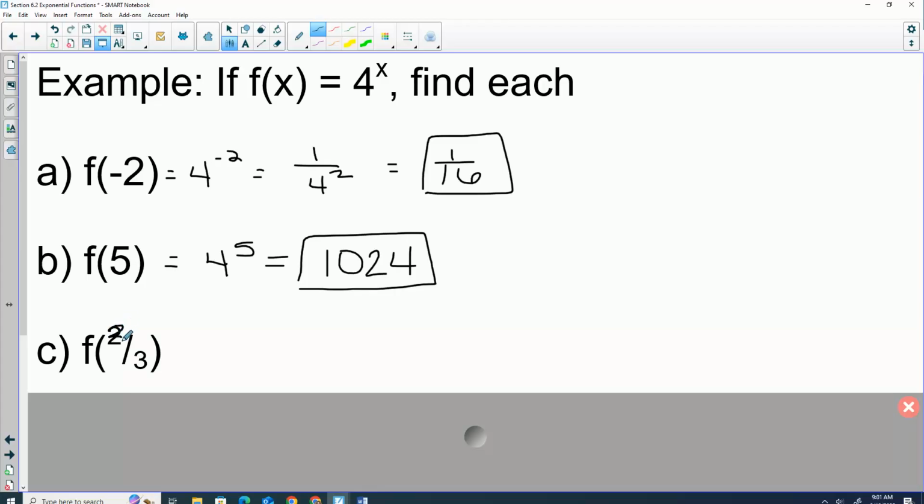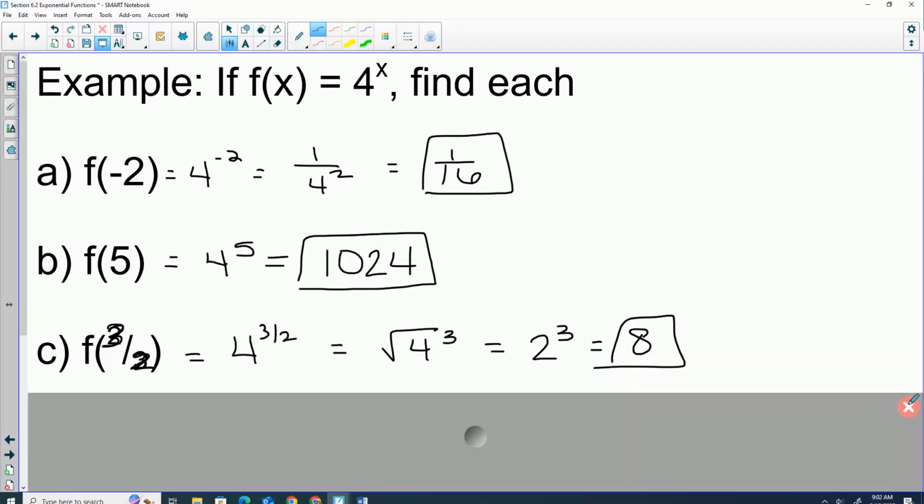Can I flip this? Can I make it 3/2 so we can do it by hand instead of just plugging in the calculator? Pretend this is f of 3/2. So if you have 4 to the 3/2 power, what does that mean? Square root of 4 to the 3rd. Okay, what is the square root of 4? 2. And 2 to the 3rd? 8.